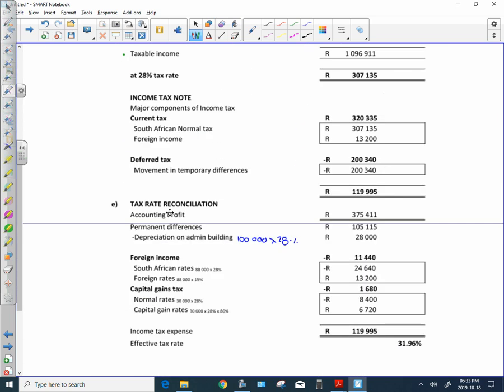And then in terms of my capital gains in my tax rate reconciliation, you have your normal rates, again excluding it at normal rates and including it at your capital gains tax rates. So the normal rate would be 30 times 28%. Your capital gains rate would be 30 times 28 times 80%.